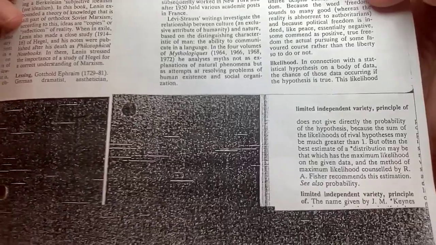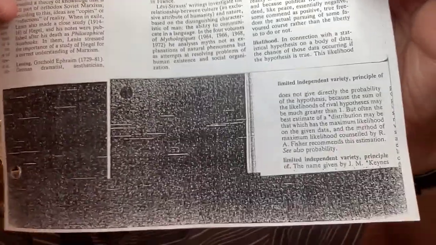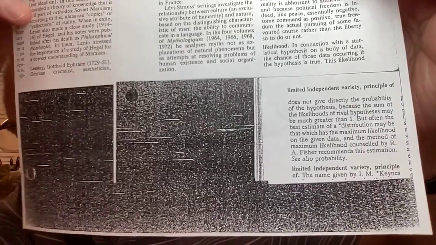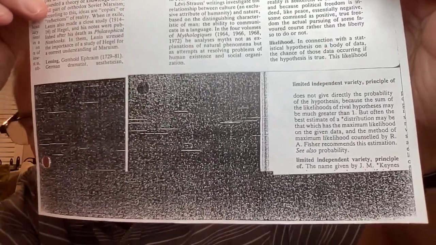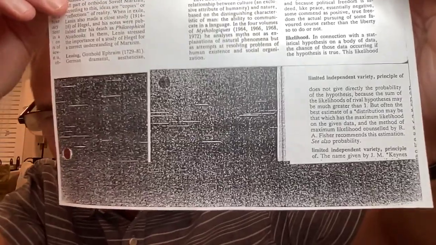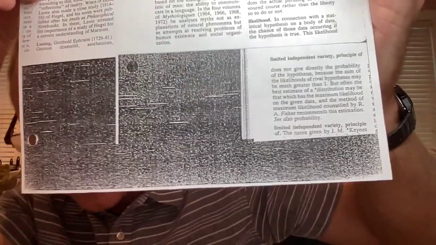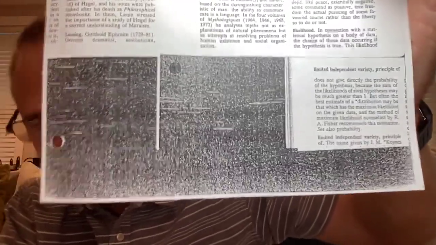The likelihood does not give directly the probability of the hypothesis, because the sum of the likelihoods of rival hypotheses may be much greater than one, or they may be less than one. I'm going to explain that. But often the best estimate of a distribution may be that which has the maximum likelihood on the given data. That's what we're going to do. We're going to maximize the likelihood function throughout this course, and we're going to show why, when you do that, the estimates we derive from that method have important properties.